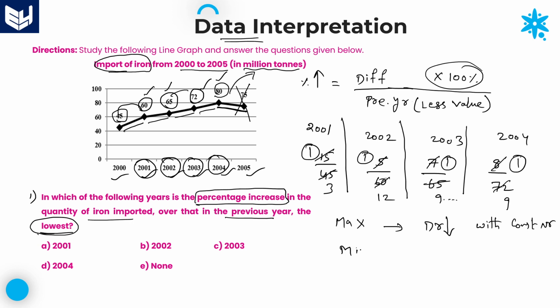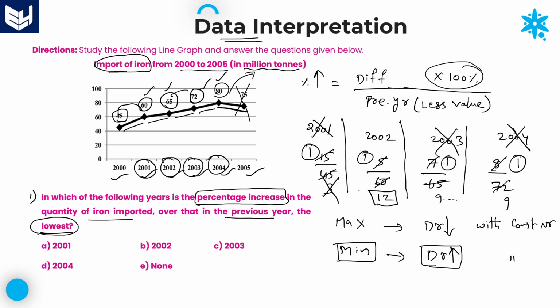But here we want the minimum value, minimum or lowest, whatever you can call it. Here, if you want the minimum value, the denominator value must be maximum with a constant numerator. Now compare the denominator values, which one is maximum? Here 3 is the minimum. You can eliminate 2001. Next, this is 9 point something. These two are also eliminated because in the year 2002 the denominator value is 12. That is the maximum value.